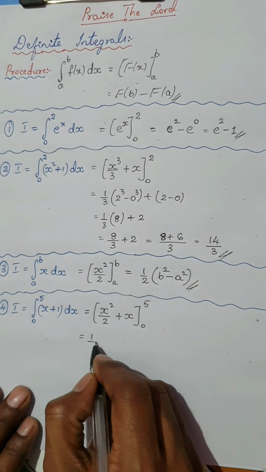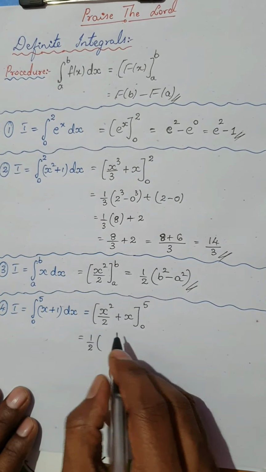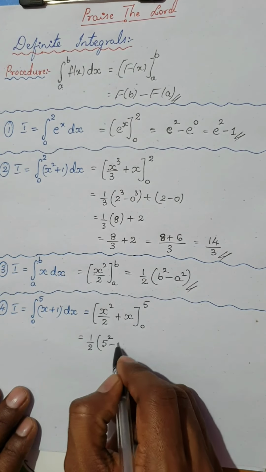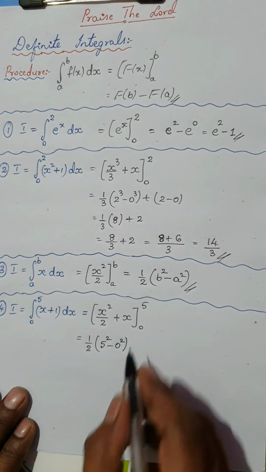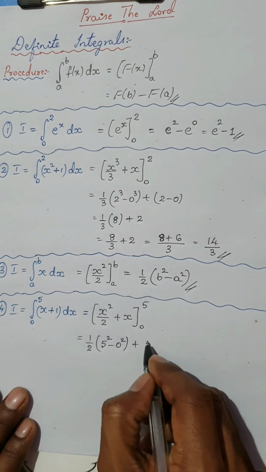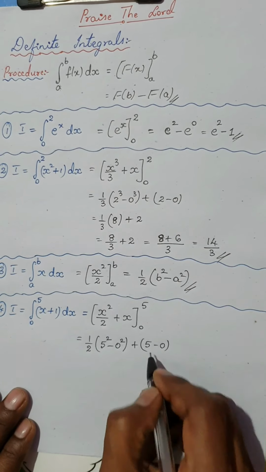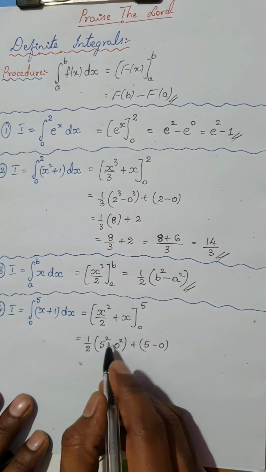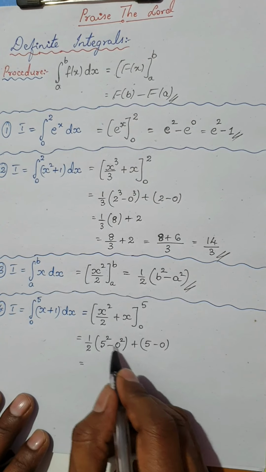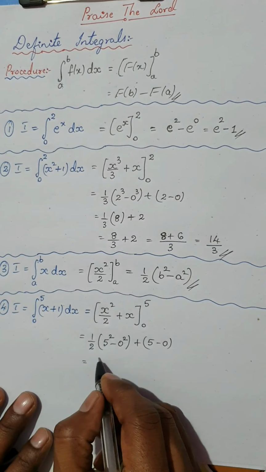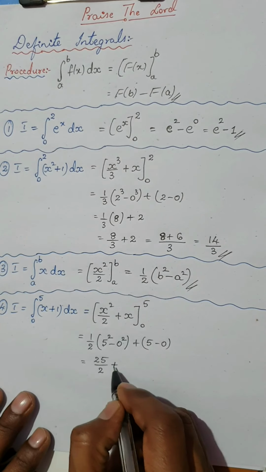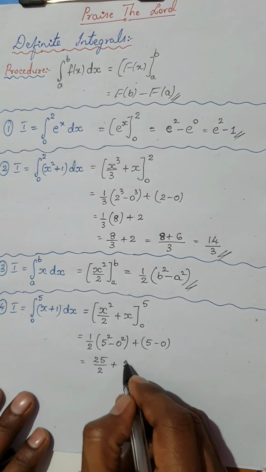This is nothing but, 1 by 2 is a constant, let me keep it outside. So this would be 5 square minus 0 square, plus upper limit is 5 minus lower limit is 0. Is it clear? So see what happens. Now we all know 5 square is 25, 25 minus 0 square is 0. So this would be 25 divided by 2, plus 5 minus 0 would be 5.